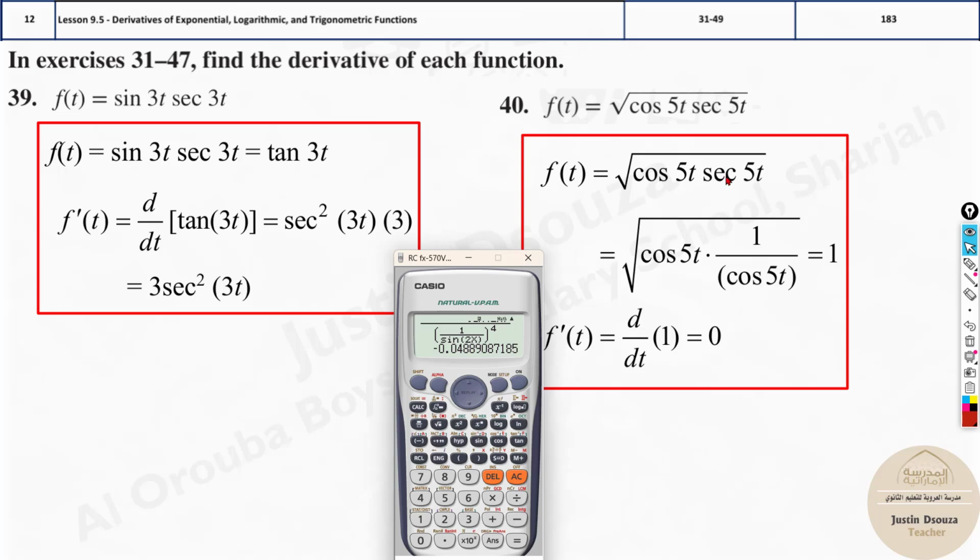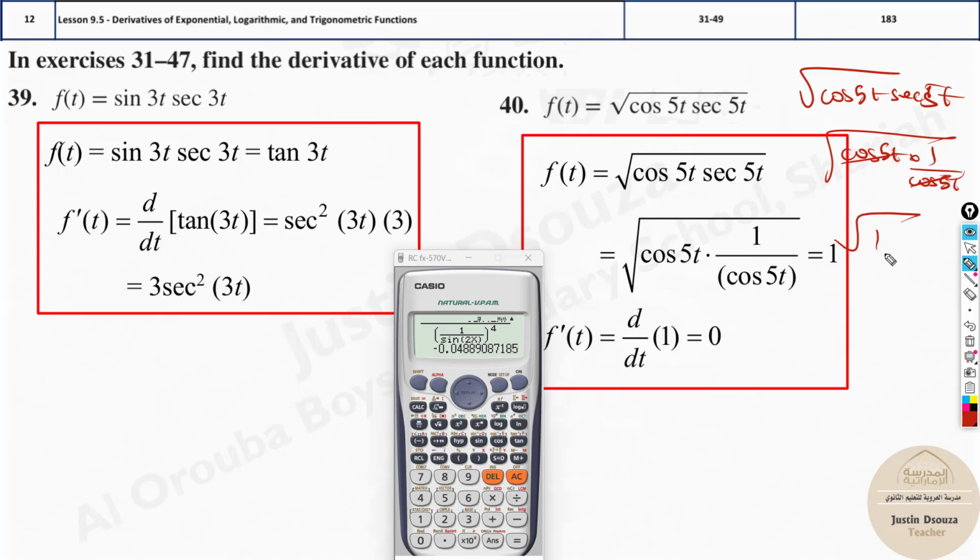Before solving this, guys, let's just understand what is happening here. They both are inverse of each other, right? Square root cosine pi t, secant pi t. What is that? Cosine pi t multiplied by 1 by cosine pi t, isn't it? This cancels. What is the square root of 1? It's 1. Now, what is the derivative of 1?